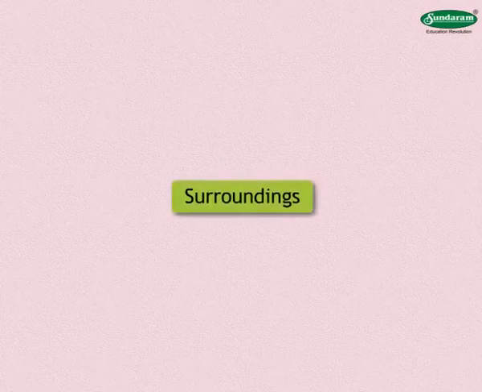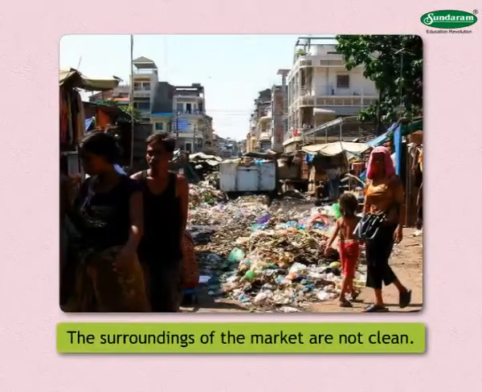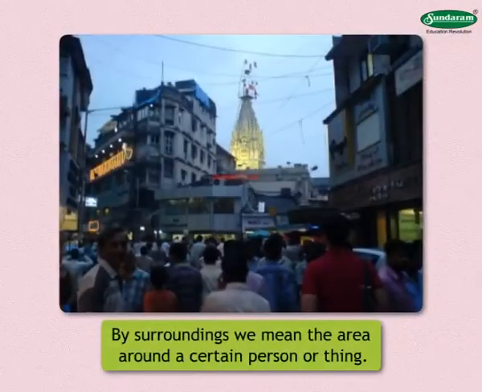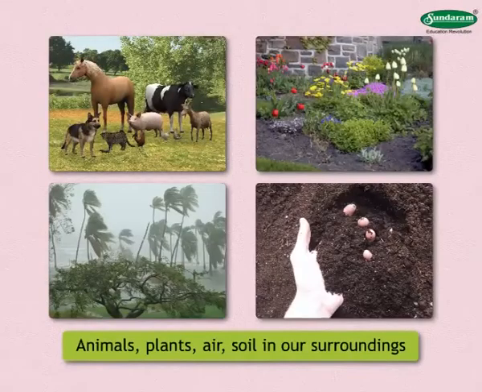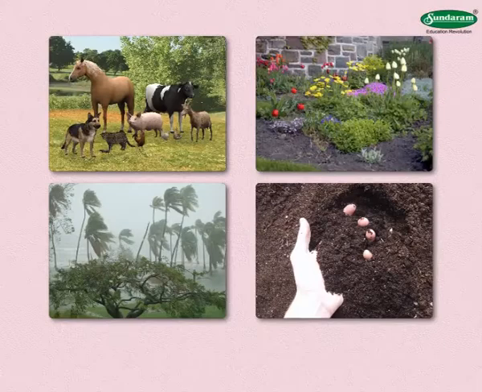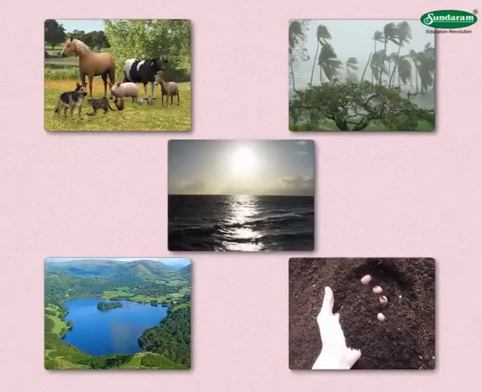You are familiar with the word surroundings. You have heard statements like, "The surroundings of the school are beautiful," or "The surroundings of the market are not clean." By surroundings, we mean the area around a certain person or thing. Things like animals, plants, air, soil in our surroundings have much to do with life. All those things around us which are related to our life are together called our environment.